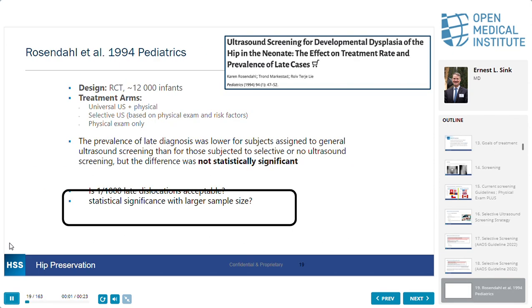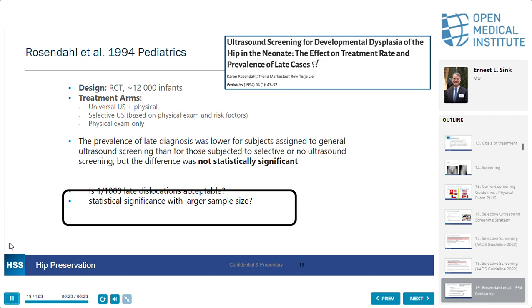So this is one of the studies by Rosendahl in Pediatrics, and they found the prevalence of late diagnosis was lower with general screening versus selective. When I say selective, I mean ultrasound screening of those with risk factors. General screening is everybody gets an ultrasound. Does that make sense to you guys? But it wasn't statistically significant because you didn't have big numbers, right?